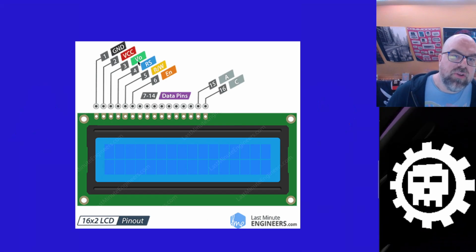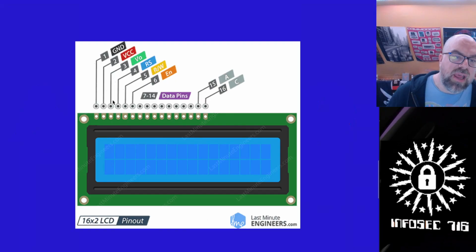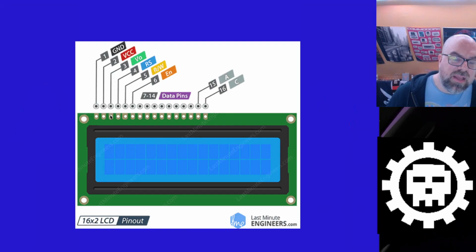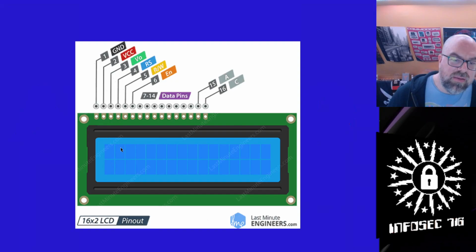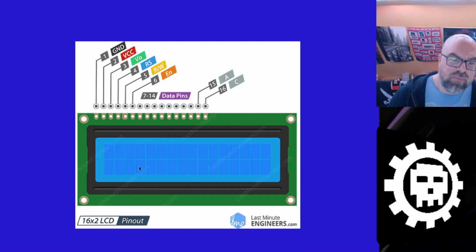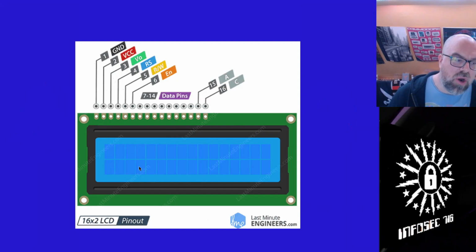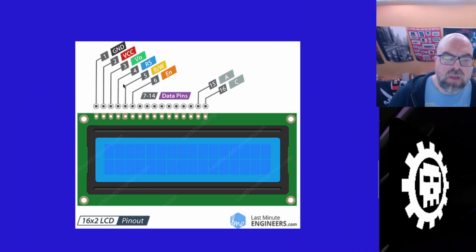This third pin here, the one that's marked as VO, this is a pin that sets the brightness, the contrast for the LCD, basically how dark or how light it should be.